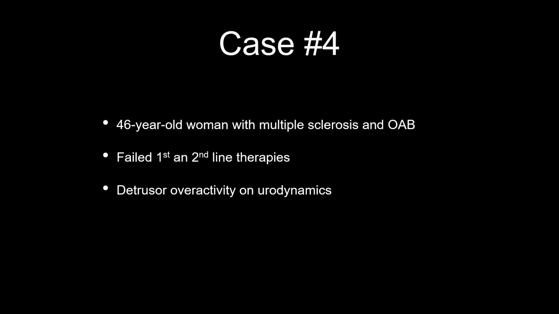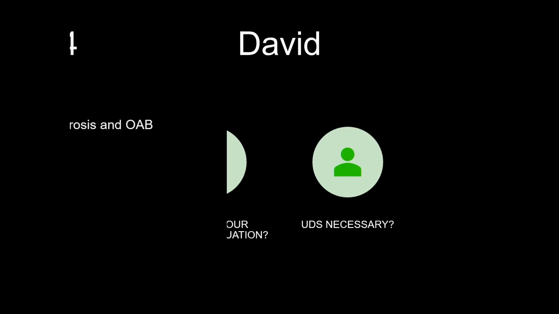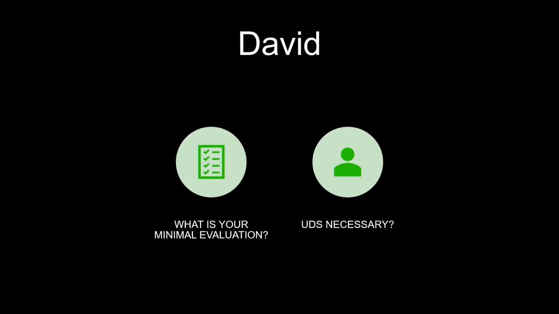Yeah. So, 46-year-old woman with MS and overactive bladder. She's failed first and second line therapies. She's had urodynamics and shows detrusor overactivity. So, David, what's your minimal evaluation? And she already had urodynamics. Did you really need it, or did you always do that in these cases?